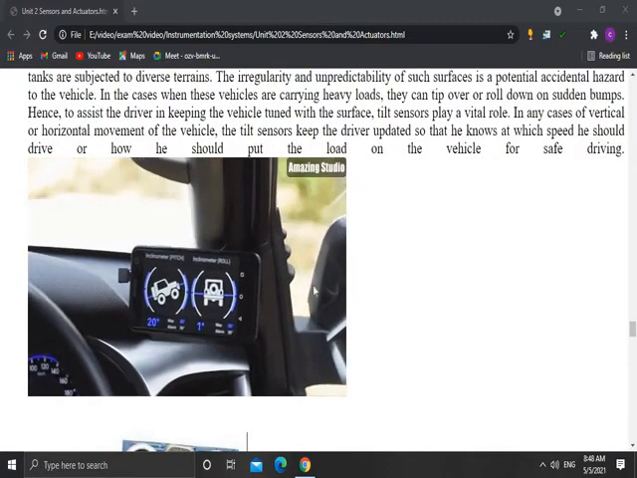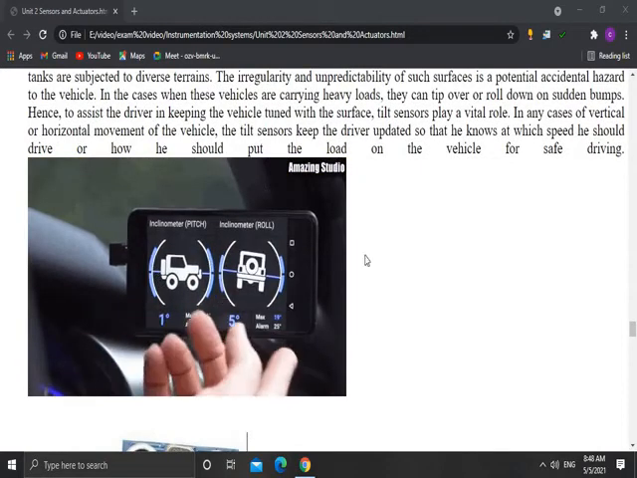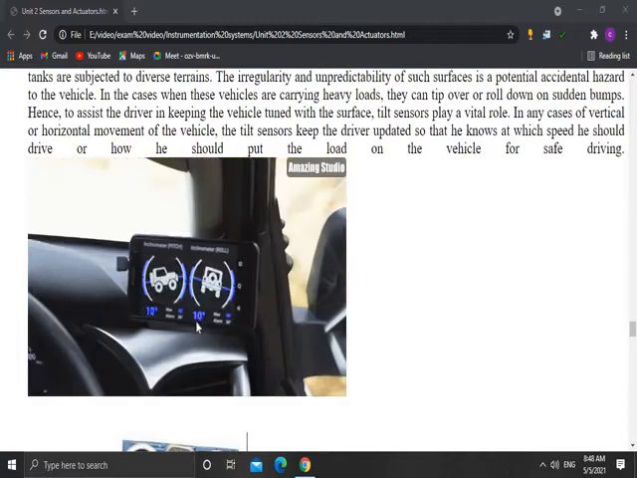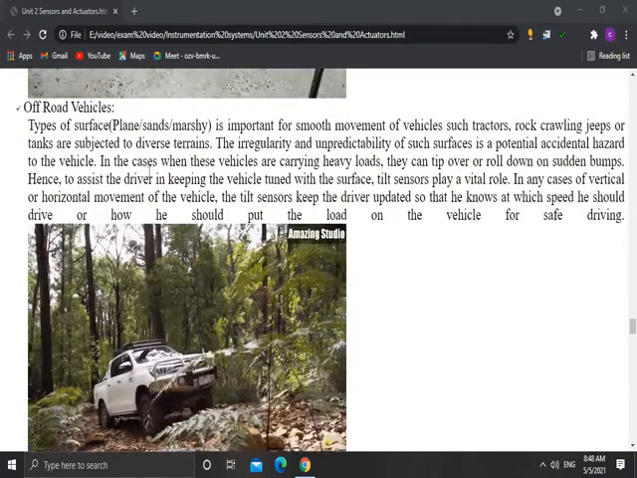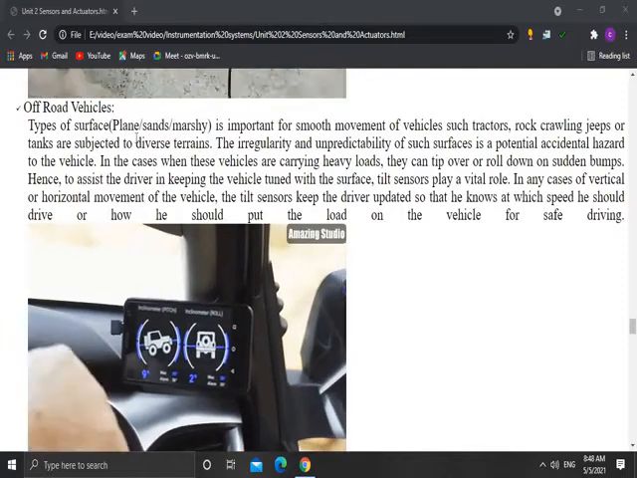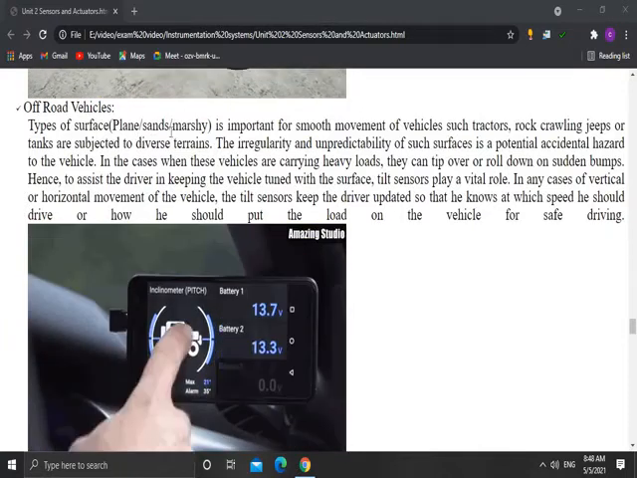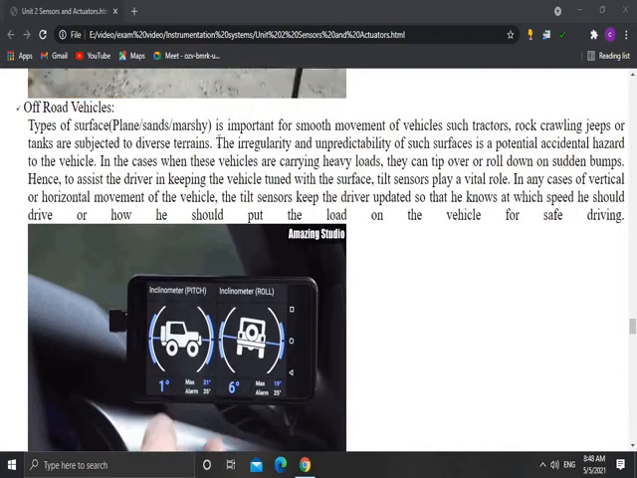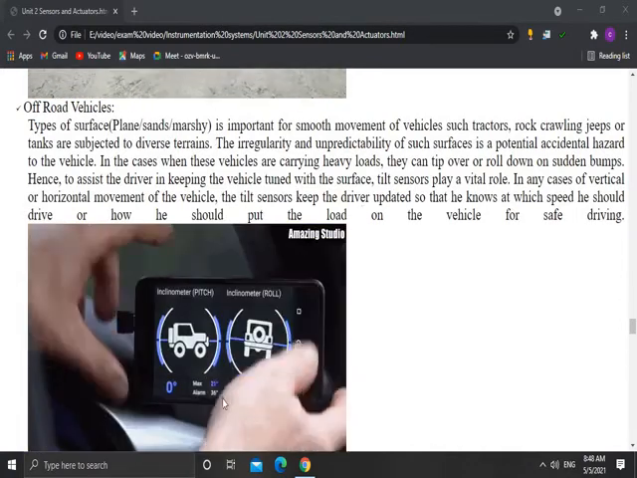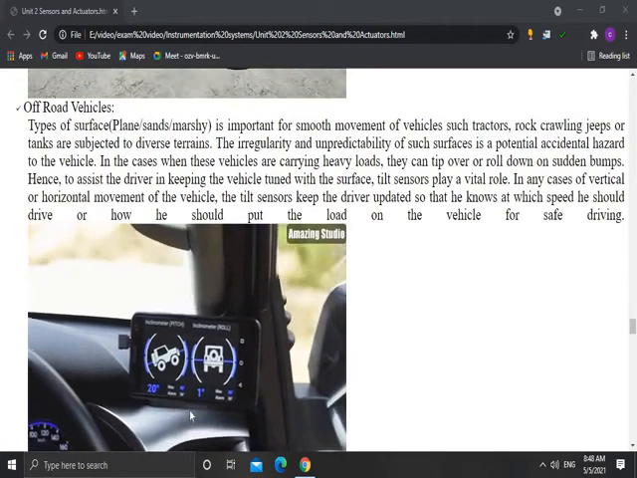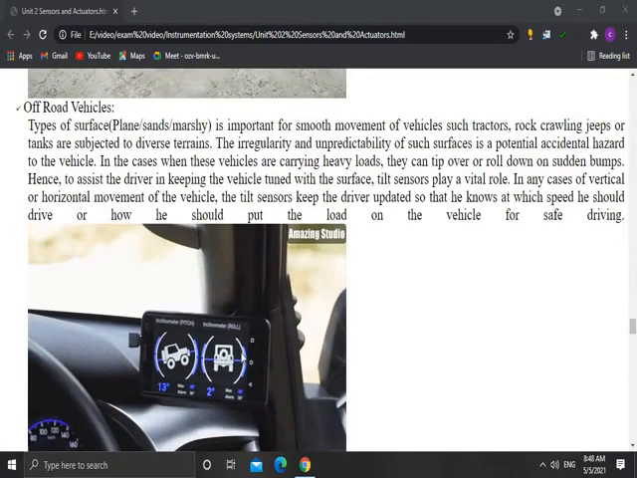You can see in cars, jeeps, or tractors, the surface is different. Sometimes the surface may be plain, sometimes it may be sandy, sometimes it may be marshy. So the tilt sensor helps the driver so he can drive safely.